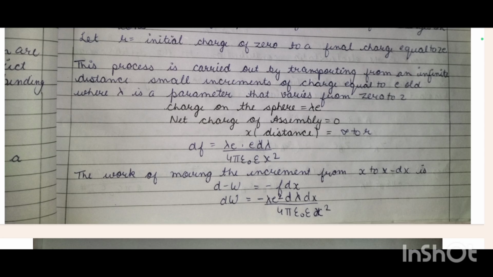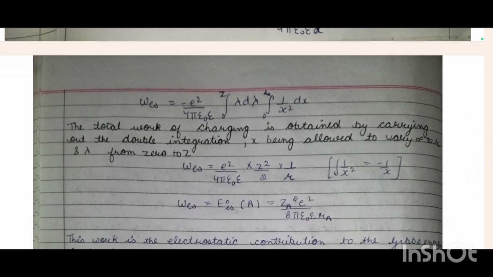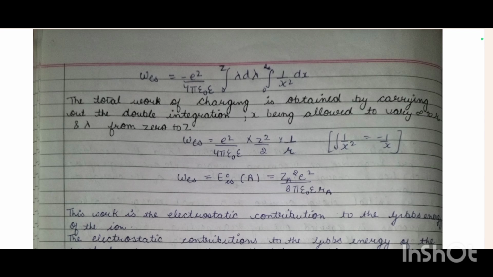dw is equal to λ e² dλ dx divided by 4πε₀ε x². Work done is equal to e²/(4πε₀ε) times the integration of λ dλ from 0 to z and the integration of dx/x² from the limits 0 to r. The total work of the charging is obtained by carrying out the double integration, x being allowed to vary from infinity to r and λ from 0 to z.